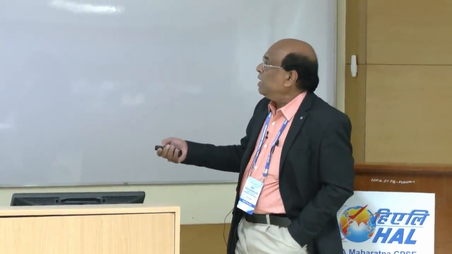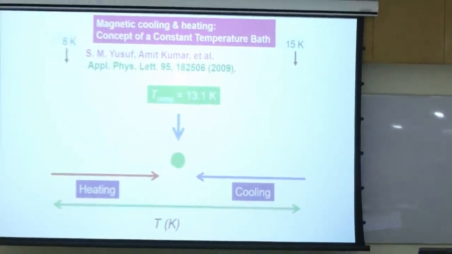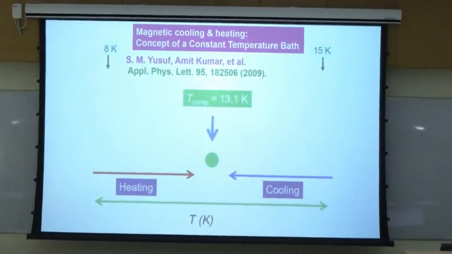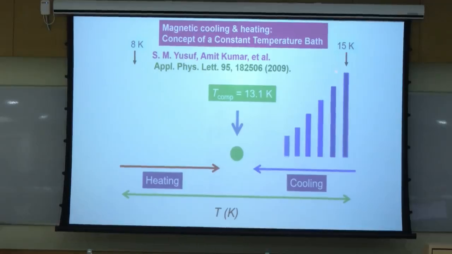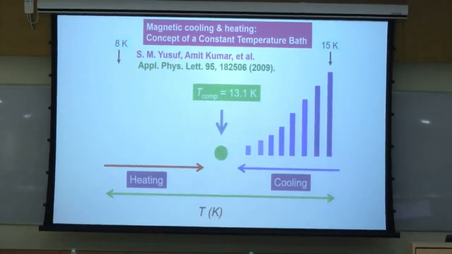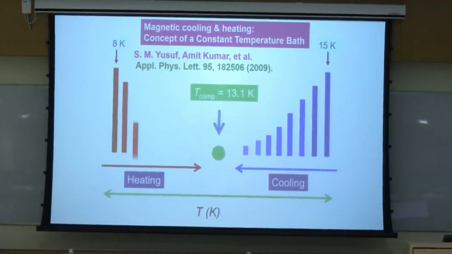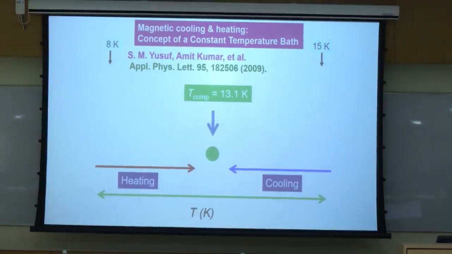Suppose you start with your desired temperature, which should be at the same temperature where the polarity change is. Now let us say, to start with, my temperature bath is at this higher temperature, let us say 15K. It will drag to this temperature because of magnetic cooling. And suppose to start with, due to temperature fluctuation it goes to the other side, then it will heat it up. As a result, it will eventually give you a constant temperature bath if you use that material. So this is yet another application.